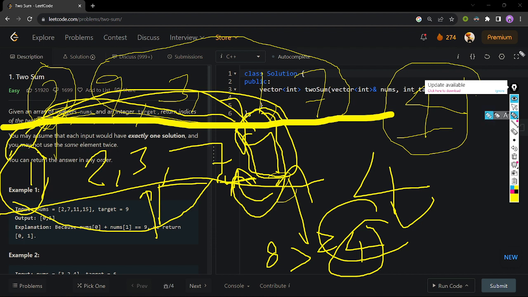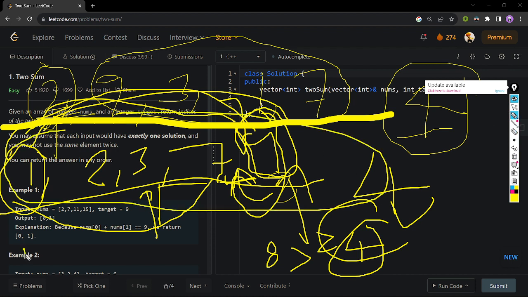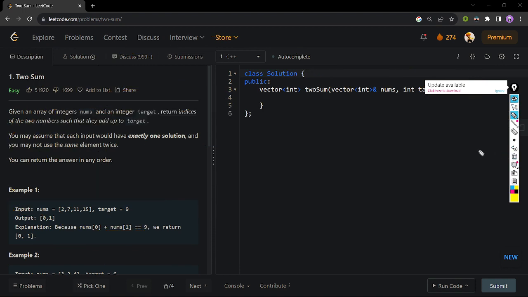So this will take n log n time complexity, as we will sort this number, that will take n log n, and for traversal using two pointers will take O of n. So overall time complexity will be O of n log n. Okay, so let me solve this question.